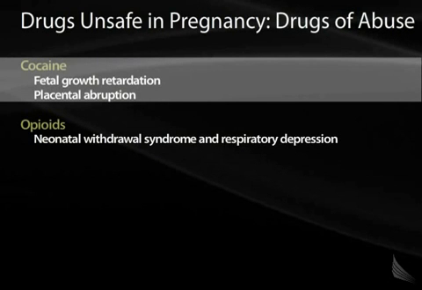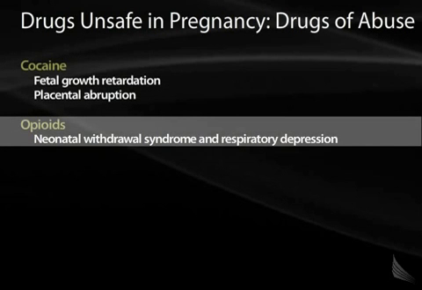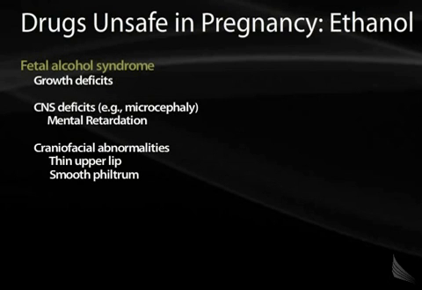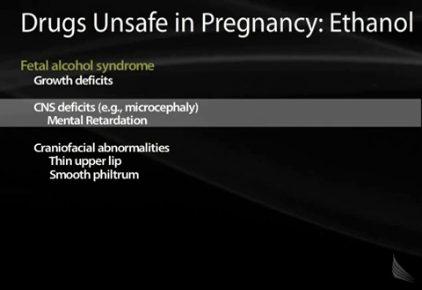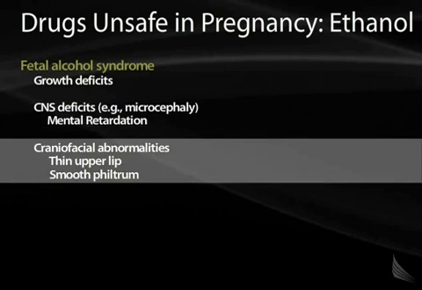Cocaine can raise the blood pressure in the mother, and by raising blood pressure can cause placental abruption and fetal growth retardation. And opioids can cause neonatal withdrawal syndrome and respiratory depression in the neonate as well as in the fetus. Ethanol during pregnancy, as you know, can cause fetal alcohol syndrome. And fetal alcohol syndrome is classic for causing growth deficits, central nervous system deficits, including microcephaly and mental retardation, as well as craniofacial abnormalities, which are classically known as the thin upper lip and the smooth philtrum. The philtrum is the area right above the upper lip.